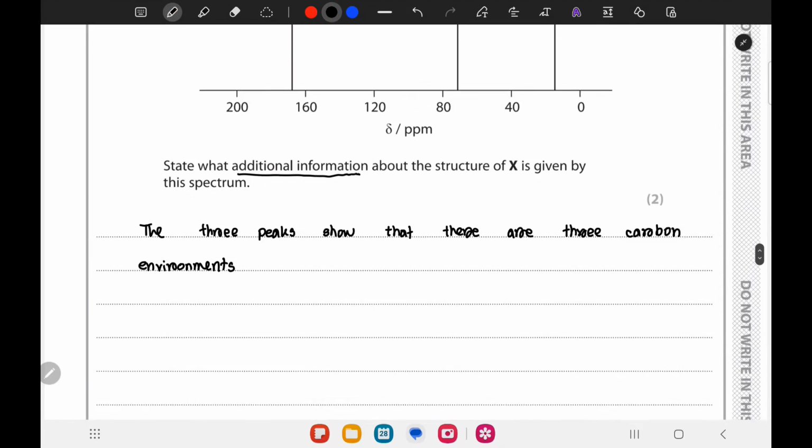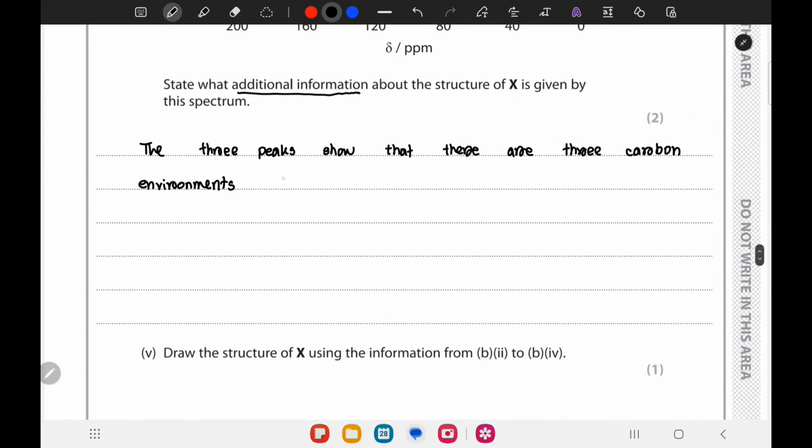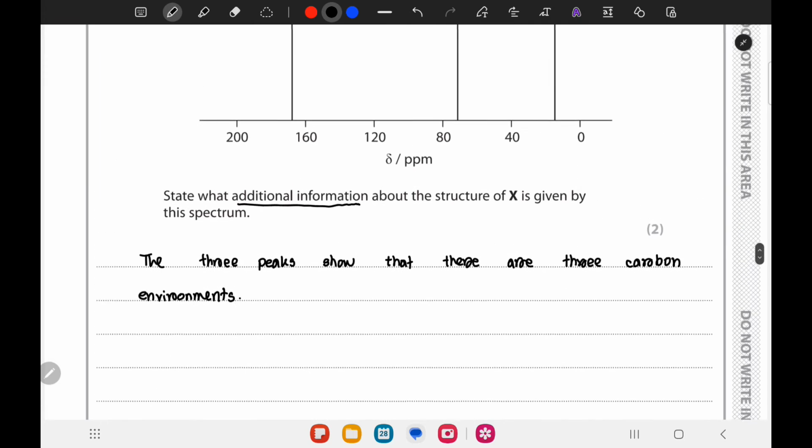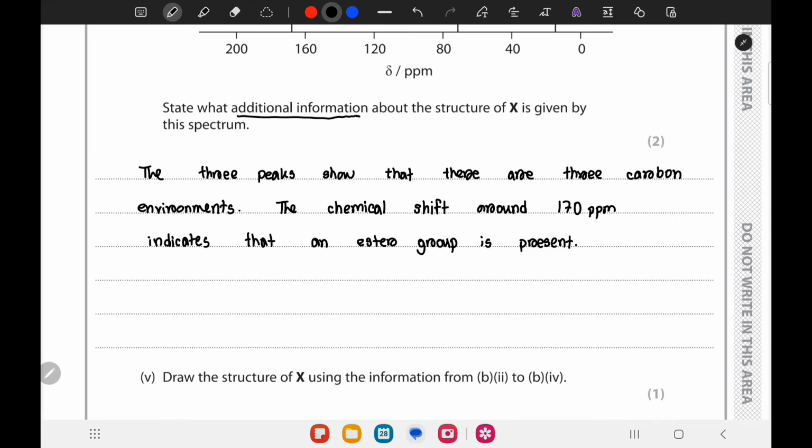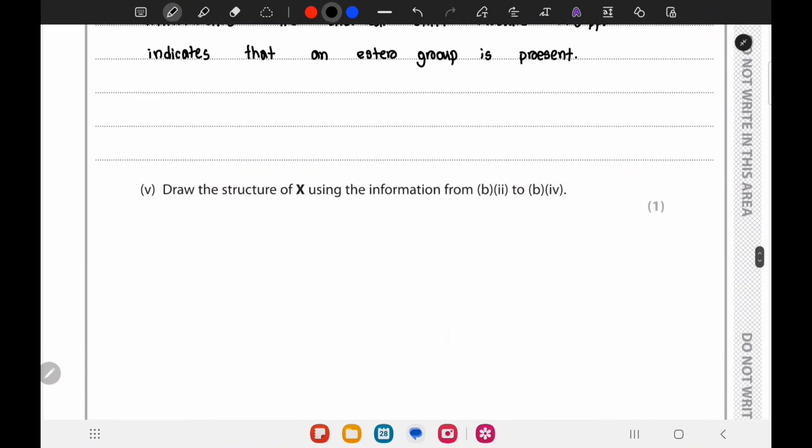We can write about that since we are given 2 marks. This only covers one of it. We can write about how this peak is due to an ester in the second. So over here we talk about how the 3 peaks show that there are 3 carbon environments and the chemical shift around 170 ppm indicates that an ester group is present.